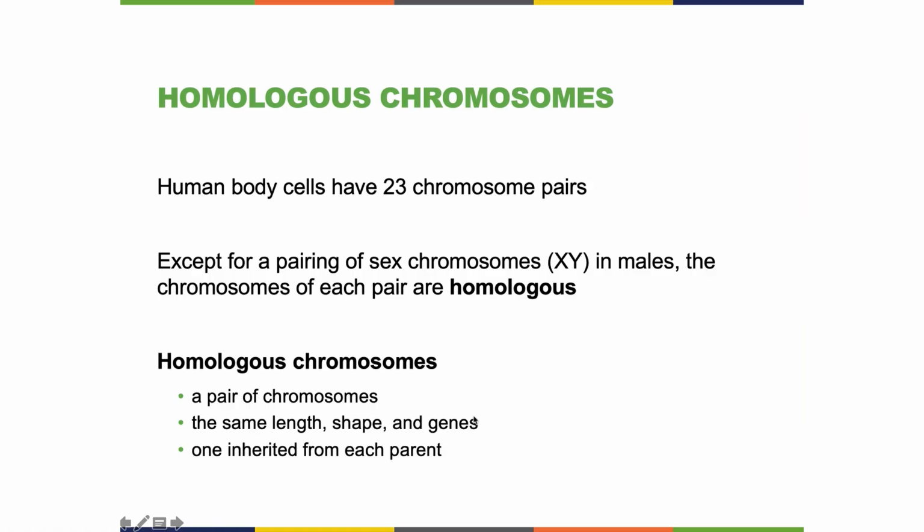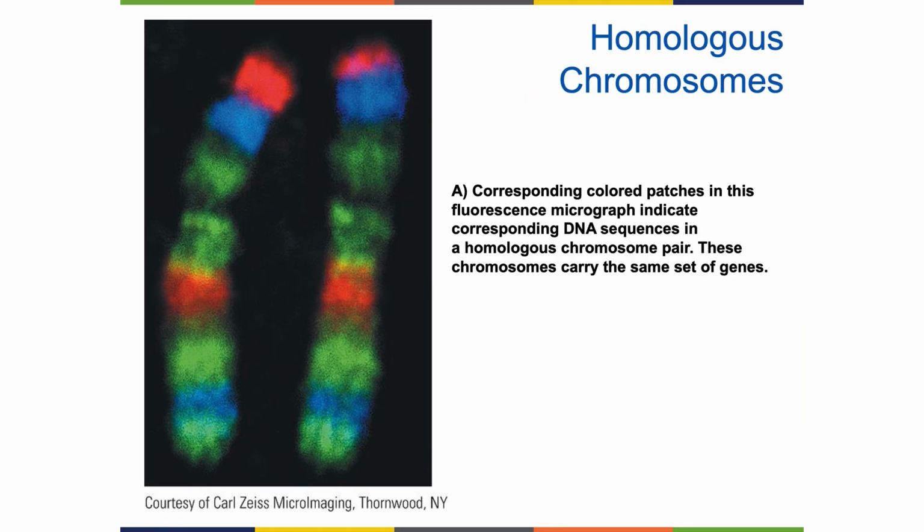Okay. Now, the sex chromosomes could be homologous if it's XX for a chromosomal female. If it's XY for a chromosomal male, the Y is considerably shorter than the X, and that makes them heterologous, not the same. And this is, again, showing you homologous chromosomes. They've been stained using different dyes to show that the regions of the chromosome and the information they carry is the same. Okay? And this is true for all homologous chromosomes.